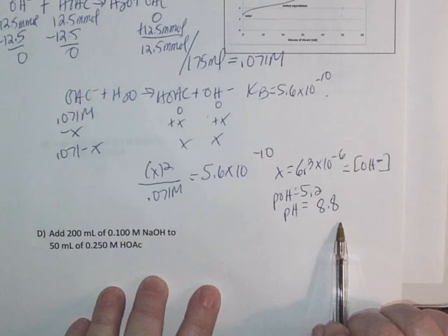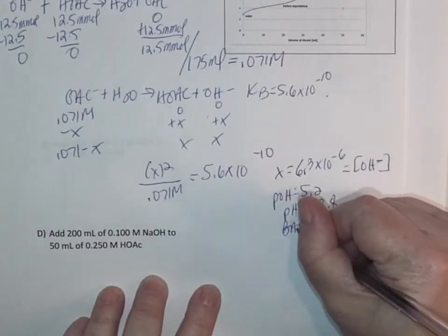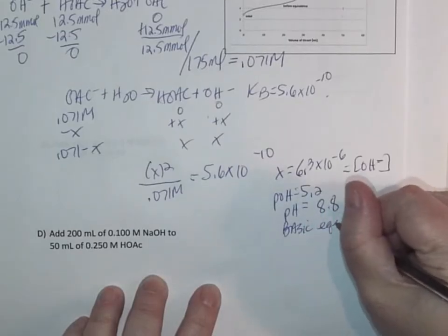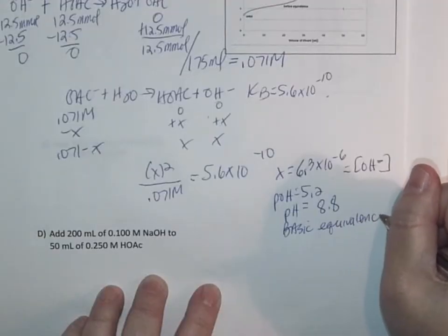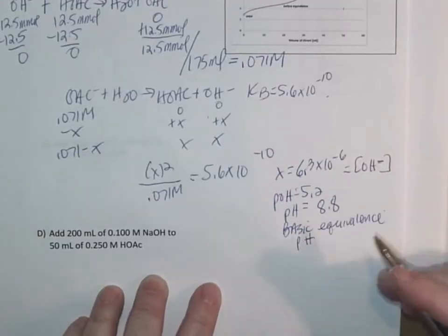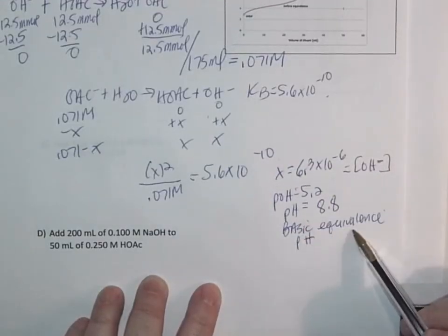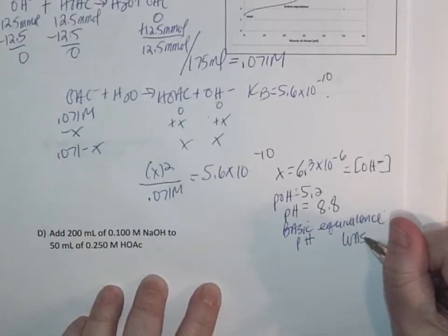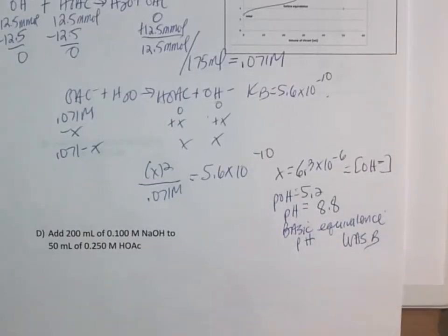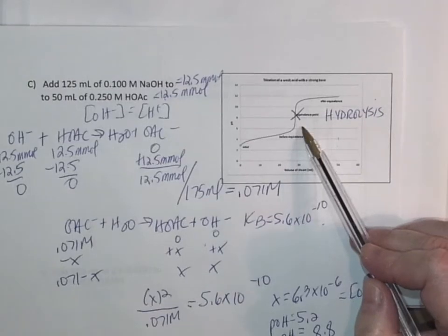This is my pH at equivalence. That's interesting, because we said it would have a basic pH at the equivalence. A basic pH at the equivalence point is a typical weak acid, strong base. Good test question. All right, so we went through this part.